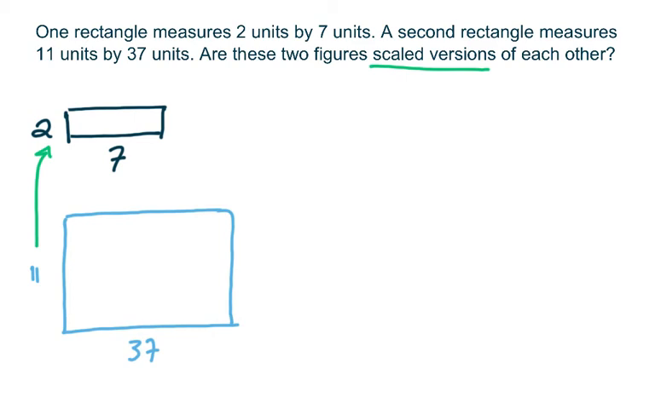So I'll start finding this, if it exists, by dividing from the big one to the small one. So I'll say 11 divided by 2. So 11 divided by 2 gives me 5.5. So that might be my constant of proportionality.